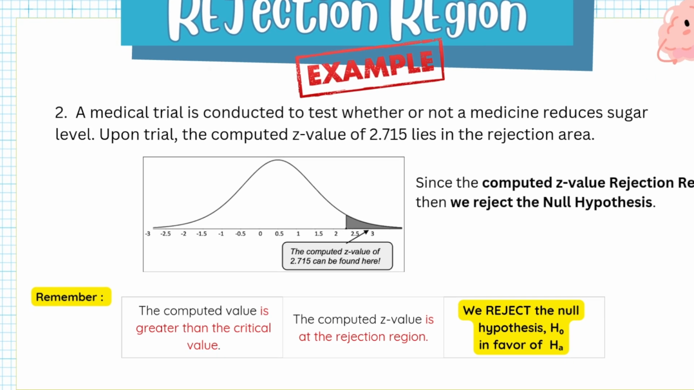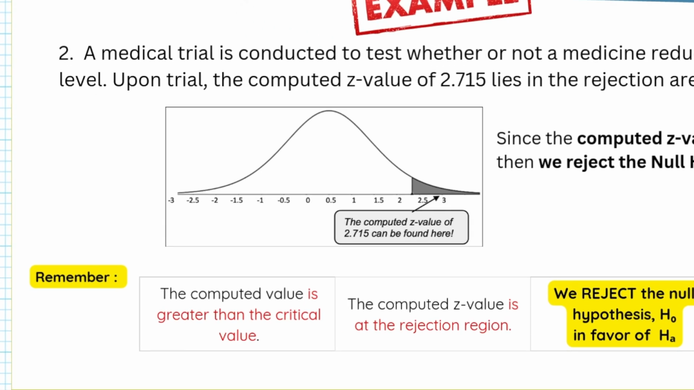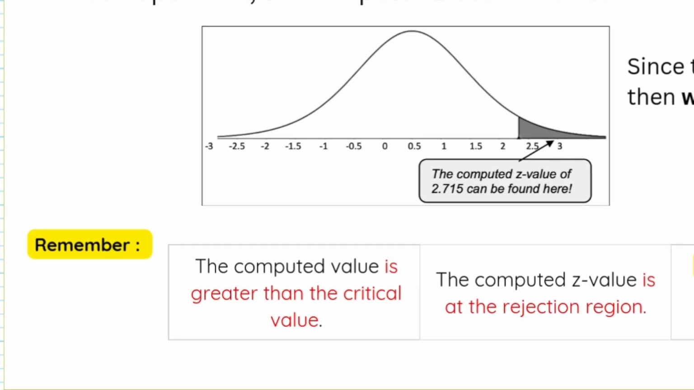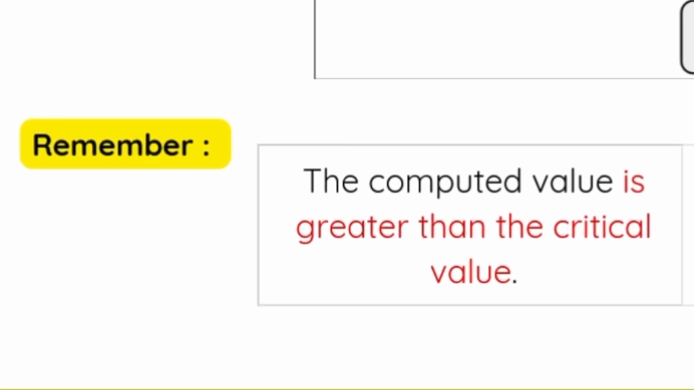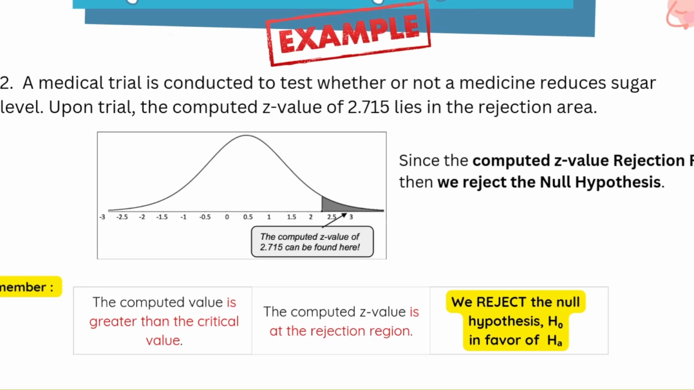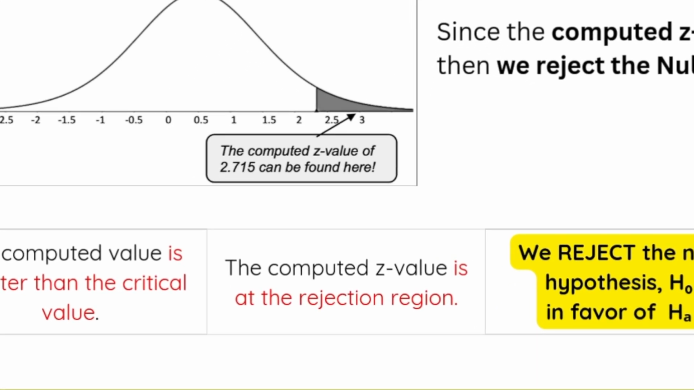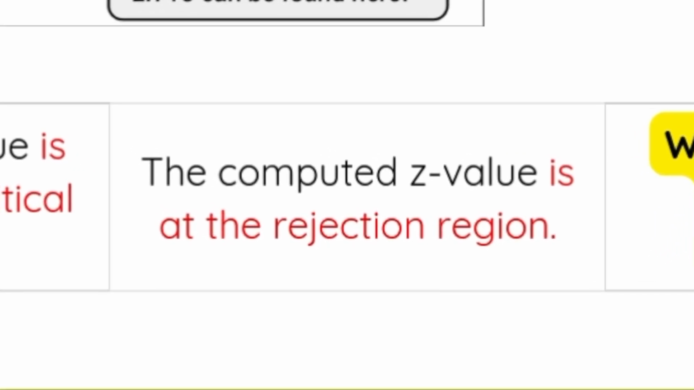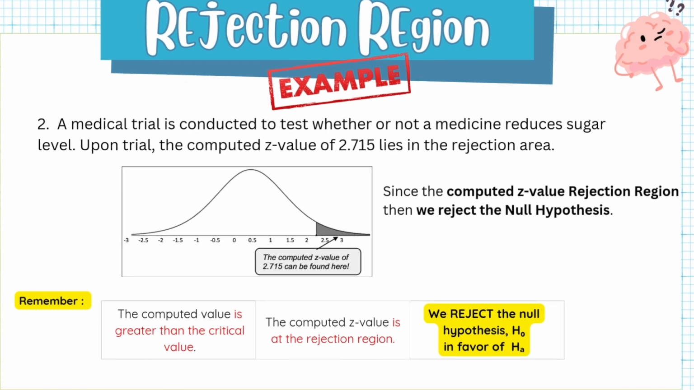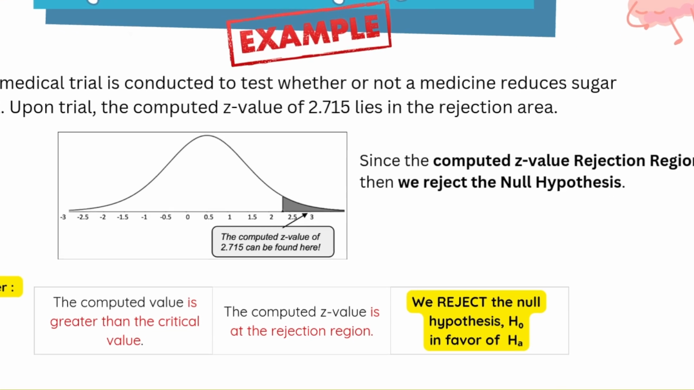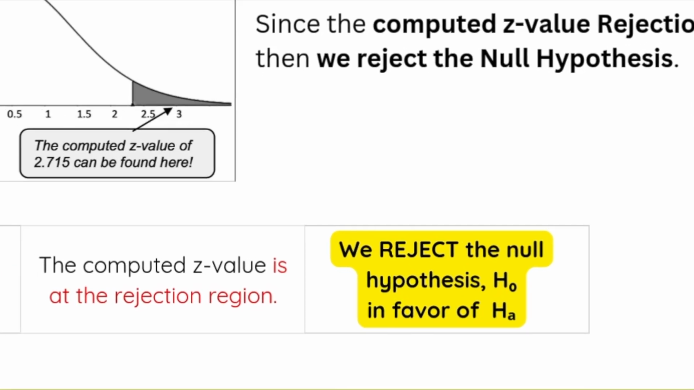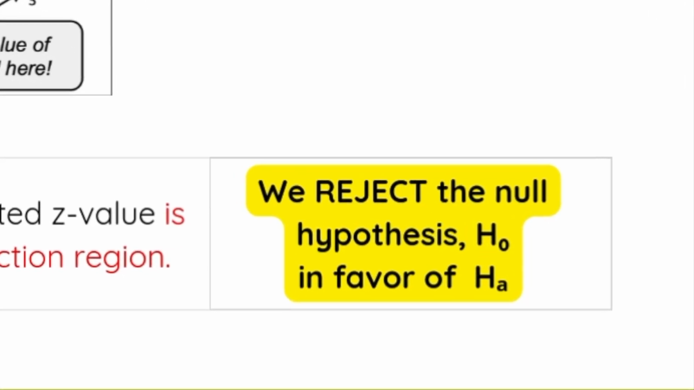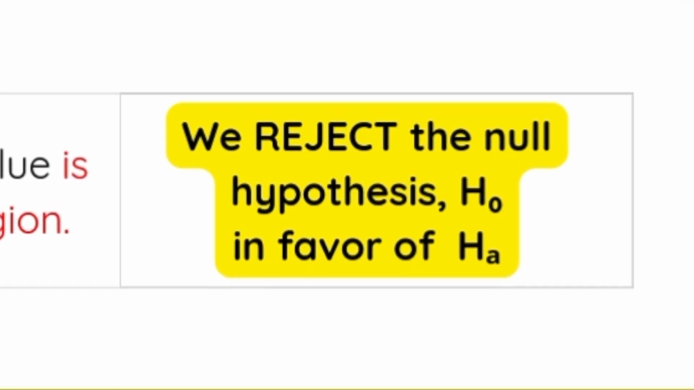Remember that if the computed value is greater than the critical value, or the computed z-value is at the rejection region, then our conclusion will be we reject the null hypothesis in favor of the alternative hypothesis.